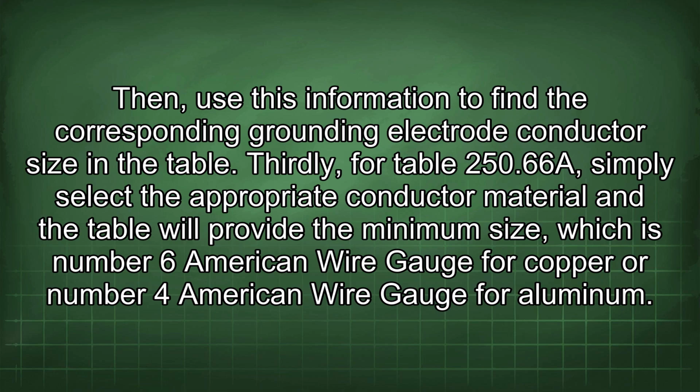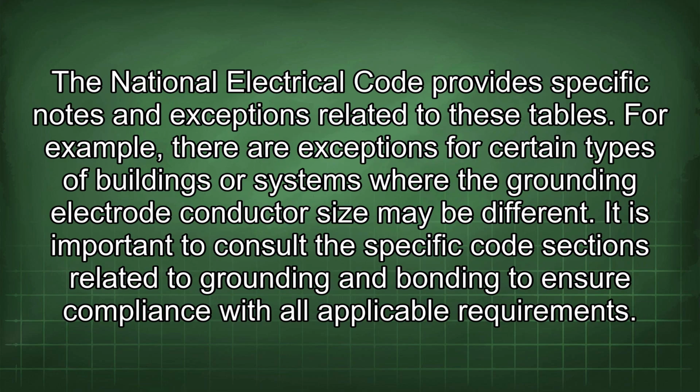Thirdly, for Table 250.66a, simply select the appropriate conductor material and the table will provide the minimum size, which is number 6 American wire gauge for copper or number 4 American wire gauge for aluminum. The National Electrical Code provides specific notes and exceptions related to these tables. For example, there are exceptions for certain types of buildings or systems where the grounding electrode conductor size may be different. It is important to consult the specific code sections related to grounding and bonding to ensure compliance with all applicable requirements.